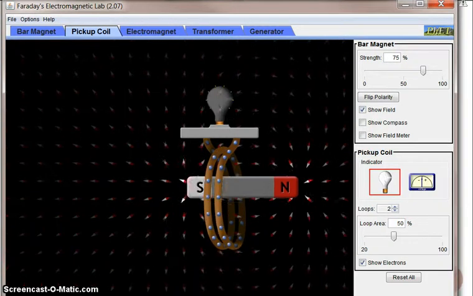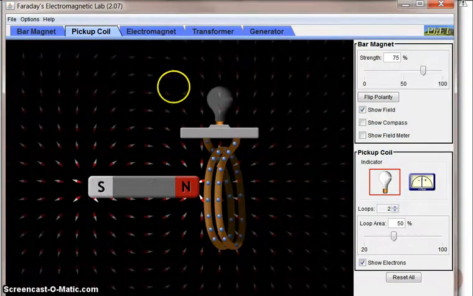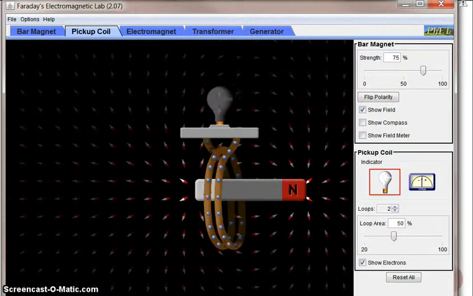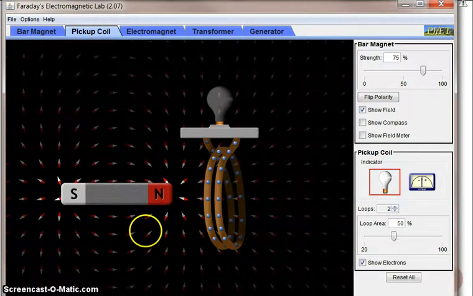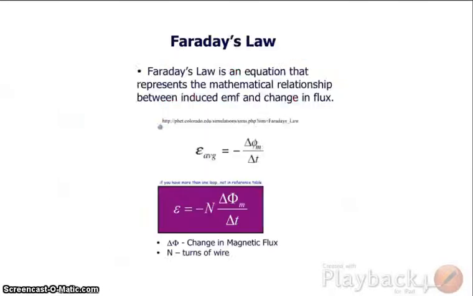Okay, I can do the same thing by moving that. So changing that magnetic field, moving the magnetic field through it, produces an EMF. This goes along with Faraday's law. Faraday's law is an equation that represents the mathematical relationship between induced EMF and change in flux.